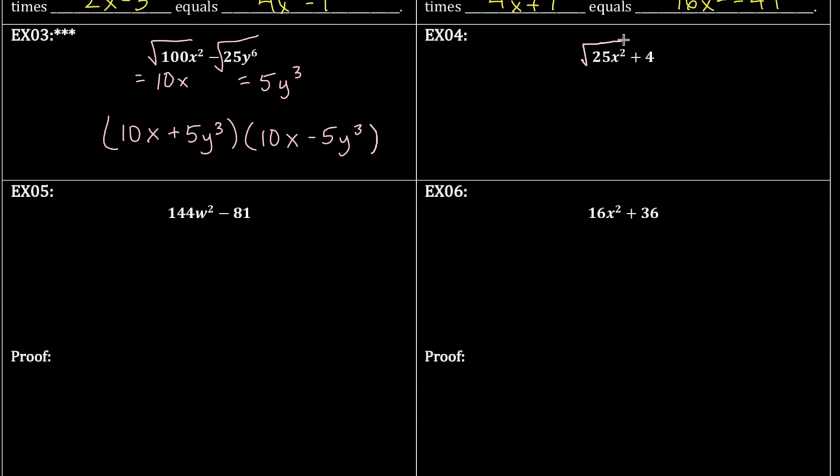I'm going to write it like this. And what times what is 25x to the 2nd power? Well, that's really 5x. And what times what is, oh, I can't do this one. You see this plus sign? That means cannot do. Watch out for these. Has to be subtraction.